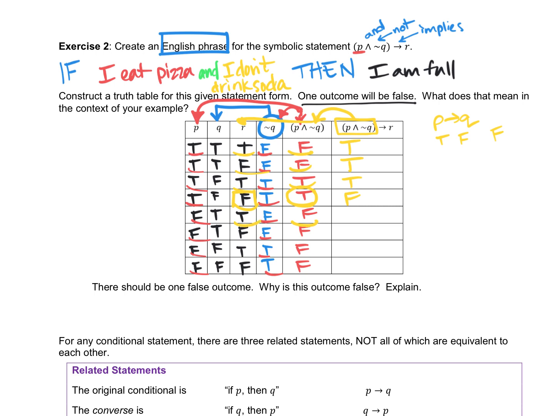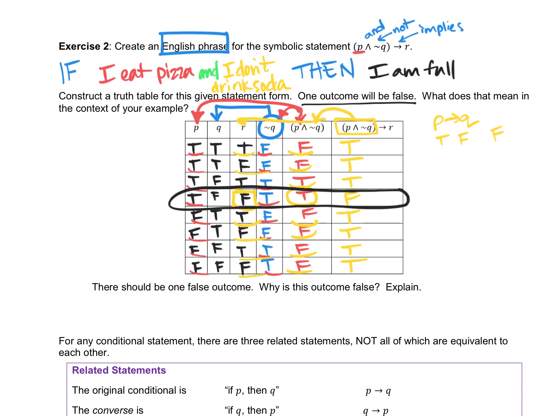We have false going to true, that's okay. False going to false, that's okay. And you can see all of these are going to be okay. So the only time here that we have an outcome being false is this row.